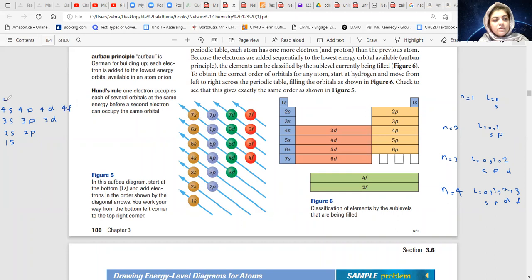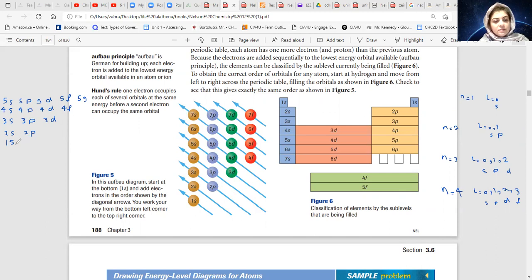Fifth energy level, s, p, d, f. We have g, but you really don't need to write it down. 6, just continue until F and G, right? So as you see, 6 and 7 is written here, but for me it's not.